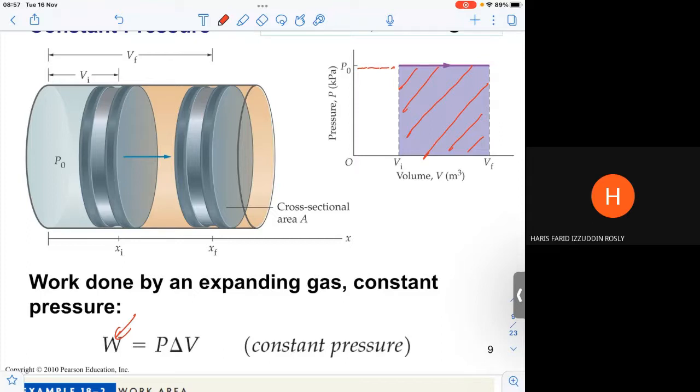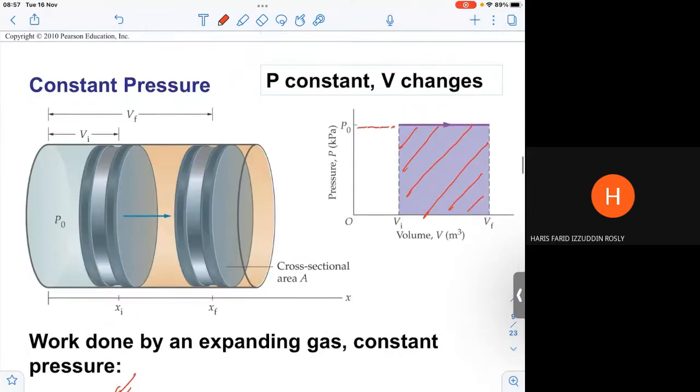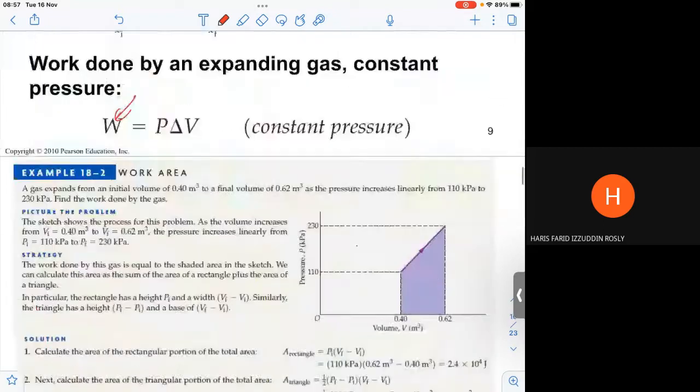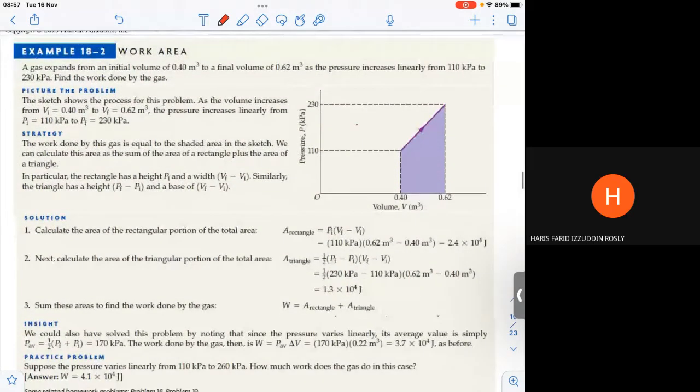Maybe they will also put a constant volume and a constant temperature. But you need to know that in constant pressure, the work done is the area under the graph. So everything about work is based on the area under the graph. Okay, so these are the examples.